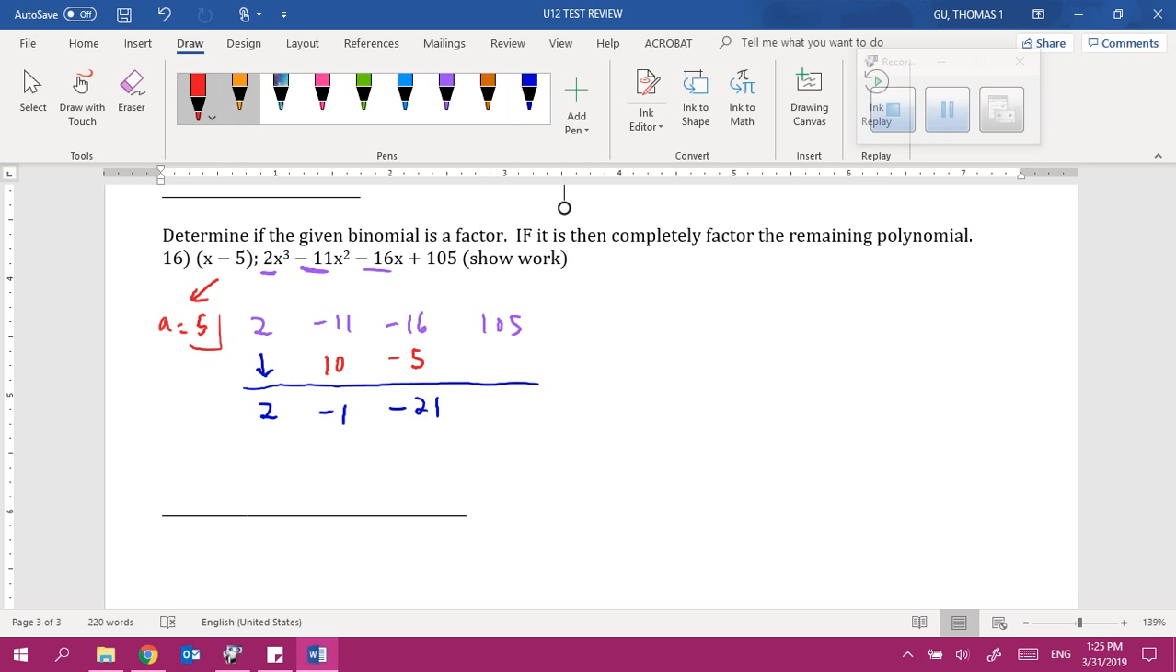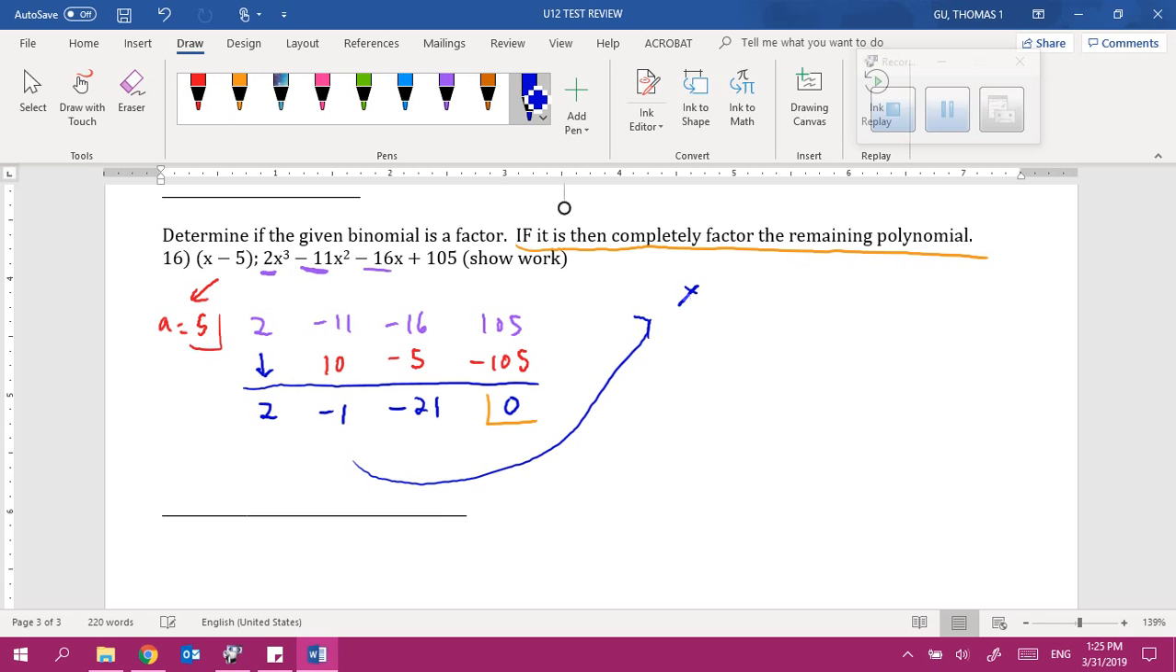Then negative 21 times 5 is negative 105. We add these two numbers together, and that's 0, which is what it should be because x minus 5 is a factor, which is what we were looking for. Okay, so now that it is a factor, it says we need to completely factor the remaining polynomial. So what is this remaining polynomial? That would be 2x squared minus x minus 21.